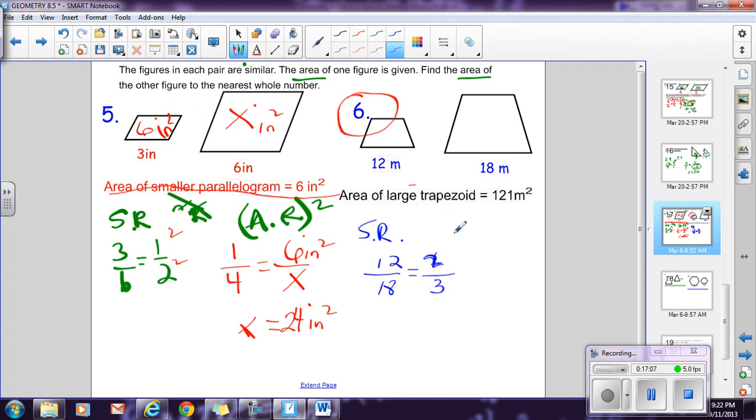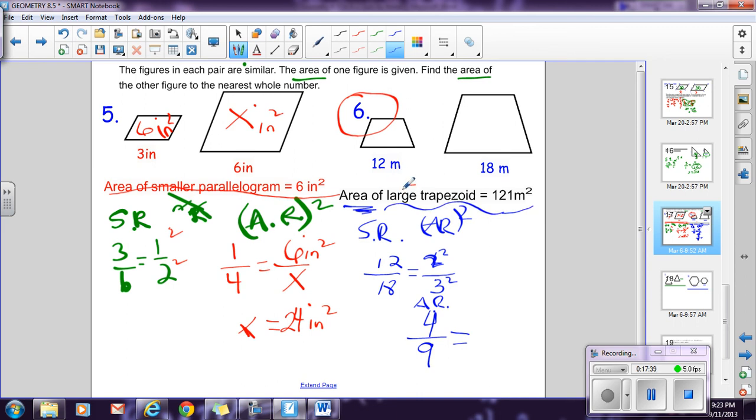The thing is, I need the area ratio because we're talking about area. So to get the area ratio, remember, I always just square the similarity ratio. So I square this and I square this, and I get 4 over 9. Okay, now I'm going to set up my proportion, because I have to have the area ratio in order to do this. Now, they tell me that the area of the larger trapezoid is going to equal 121 meters squared.